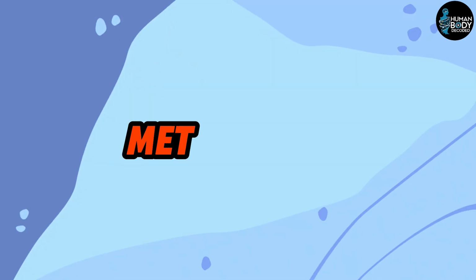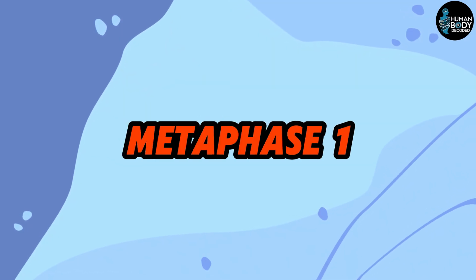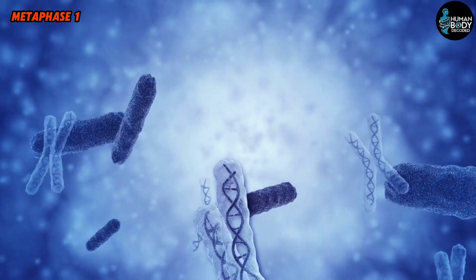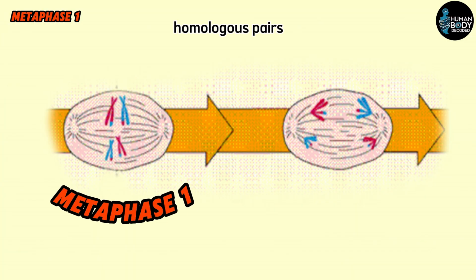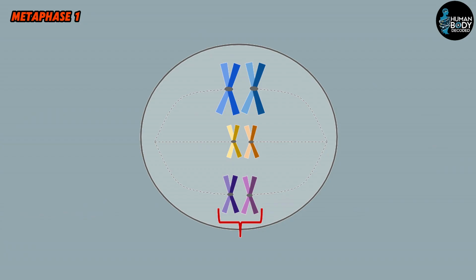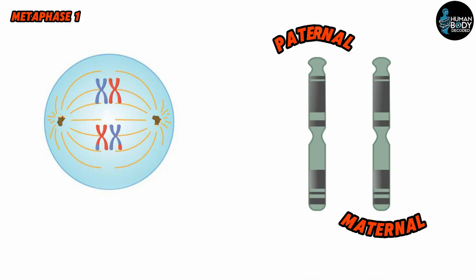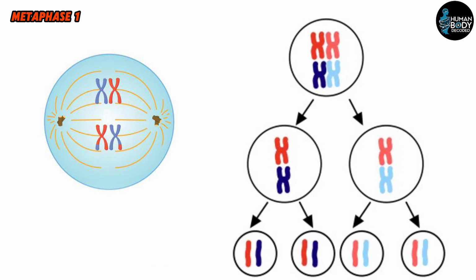Now, we move into another phase, metaphase I. You can call it lining up with a twist. During metaphase I, the homologous pairs line up along the metaphase plate in the middle of the cell. This is different from mitosis, where individual chromosomes align. The arrangement is random, which means that the way maternal and paternal chromosomes line up can vary. This randomness is called independent assortment, which adds to genetic diversity.